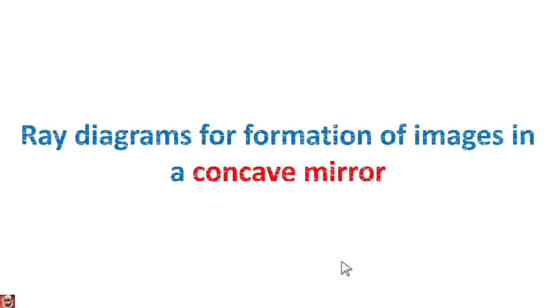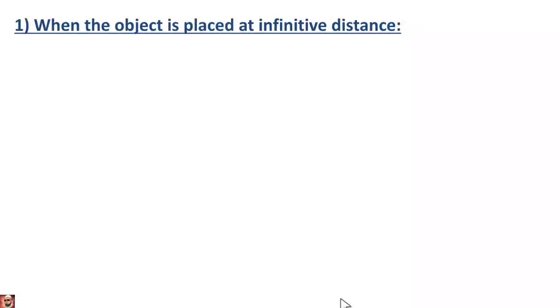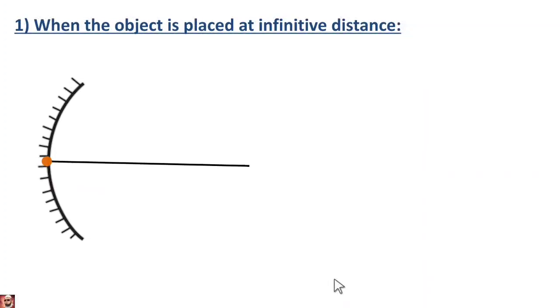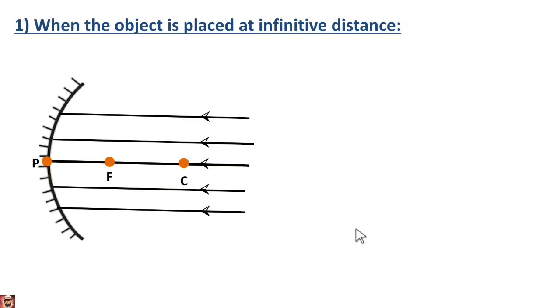Now, ray diagrams for formation of images in a concave mirror. There are totally 6 diagrams we will get when the object is kept at different positions. Let's see them one by one. First of all, when the object is placed at infinity distance, it means our object is at a very far distance. Let us consider a concave mirror and indicate the pole, focus, center of curvature. And we know that when the object is at a far point, the rays coming from the far object are always parallel to the principal axis. Now here we are following the first rule.